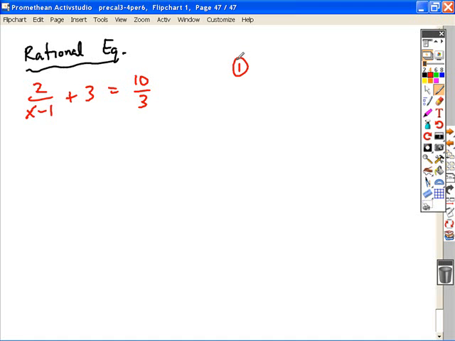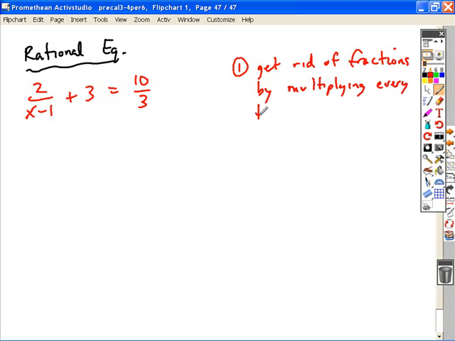Anytime you're solving a rational equation, so you have a variable in your denominator, you can solve this a couple different ways. The most common way is to get rid of all fractions. And you can get rid of your fractions by multiplying every term by the LCD.